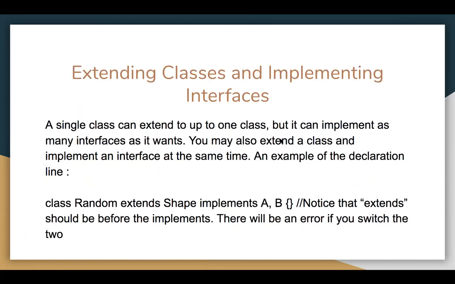So you might also extend a class and implement an interface at the same time. An example of the declaration line would be something like this. Again, using the class random example: class random extends shape, implements A, comma B. Just notice that when you're extending a class, extends should always be before the implements part. Otherwise, there's going to be an error if you switch the two. So always think of it as superclass first and then interfaces. And of course, always have a comma separating the interface names, or else it's going to get jumbled and Java's not going to know which one you're referring to.